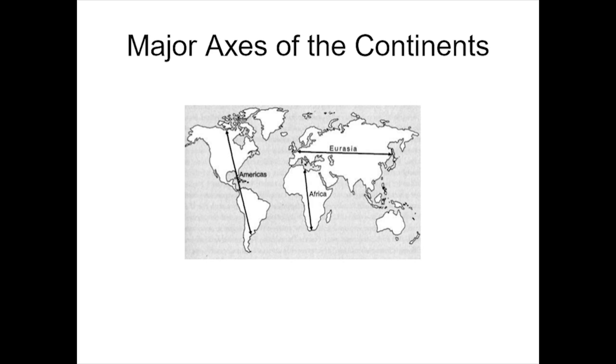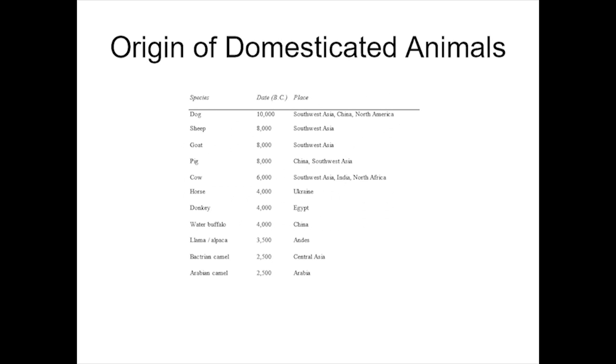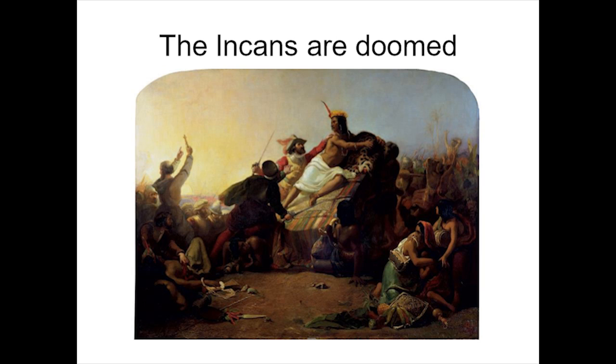Here's another problem. Most of the most significant domesticated animals, sheep, goats, pigs, cows, horses, these are fundamental drivers of the growth of civilization, all came from Eurasia. In fact, in the Americas, the llama was really the only large-scale domestic animal that was available. And there's a number of reasons for that, and he goes into it in his book. You know, everyone should read the book. It's a great, great book. But the long and the short of it is, the Incans are doomed. There's no way they can win under these situations.